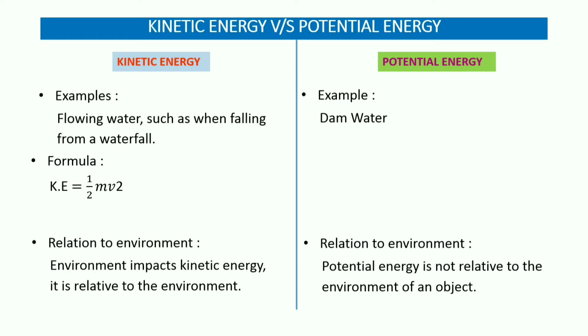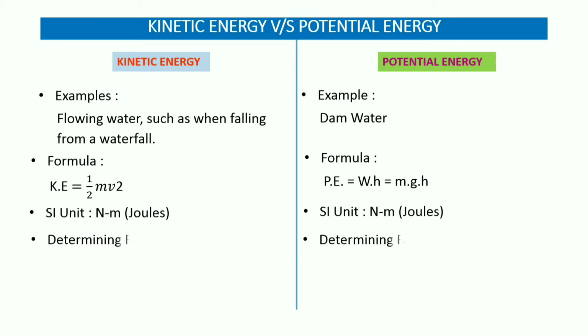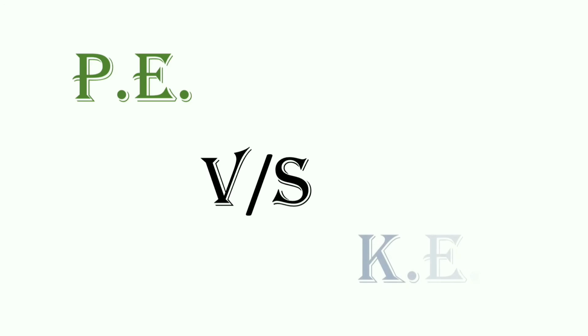Potential energy is based on mass, gravity and height. SI unit is joules for both kinetic and potential energy. Determining factors. Speed, velocity and mass are determining factors for kinetic energy, while height or distance and mass are determining factors for potential energy. Well, let us see how well can you identify potential energy and kinetic energy in a given scenario.